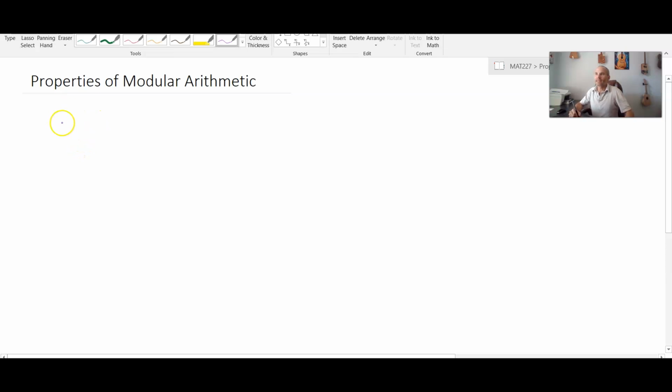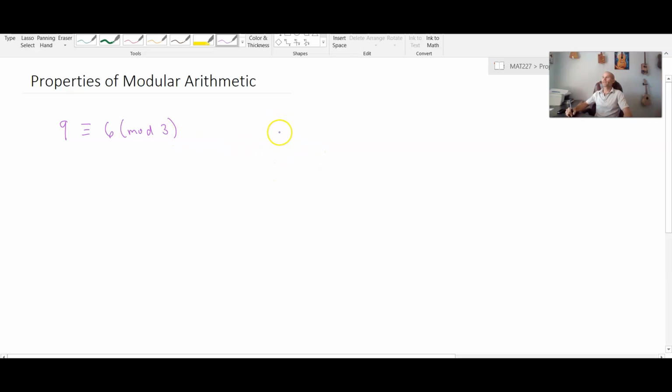So if it is the case that, for instance, 9 is congruent to, we'll say, 6 mod 3, that's a true statement because 9 minus 6 is 3, and 3 divided by 3 is 1, and that's an integer.